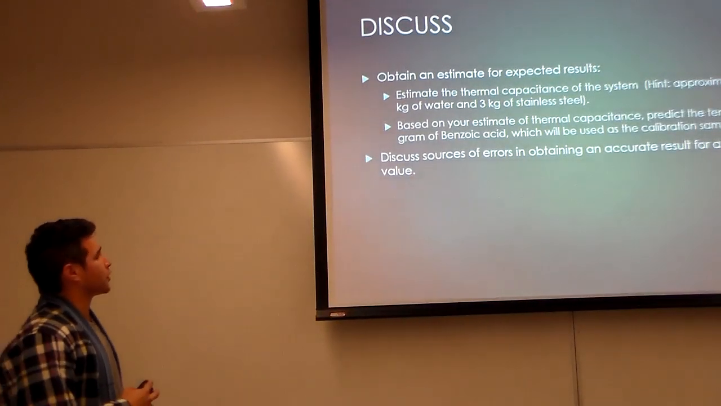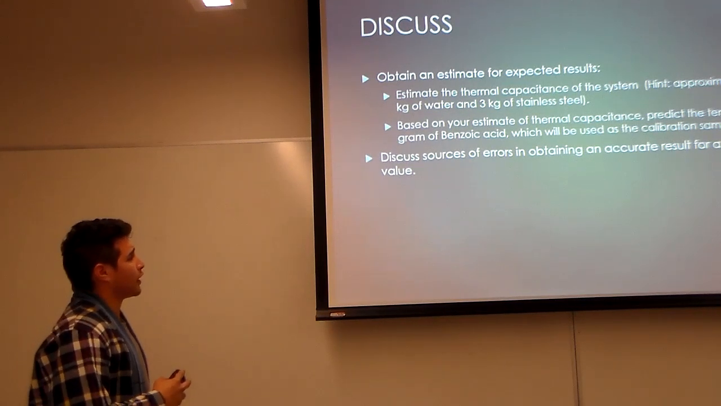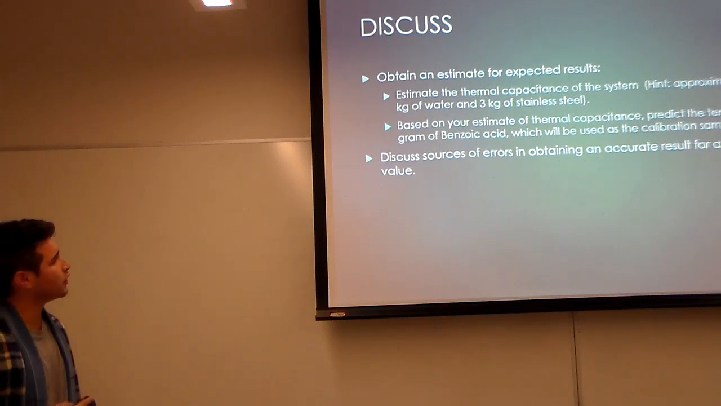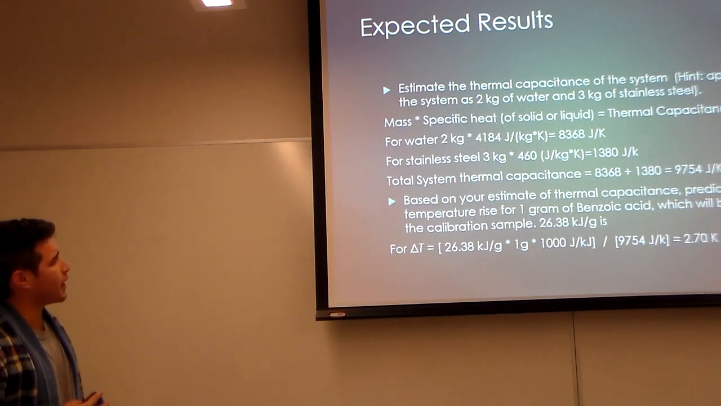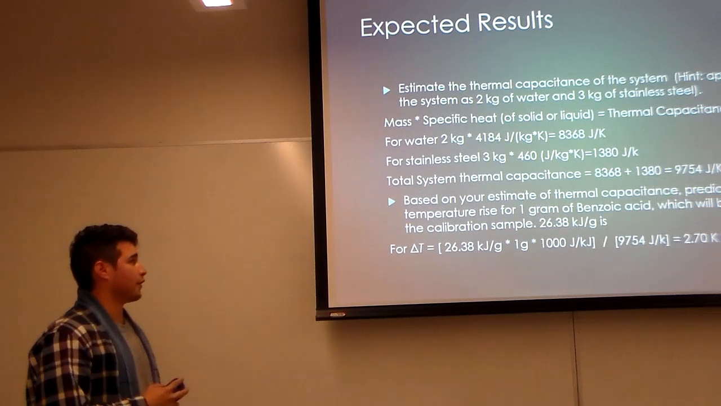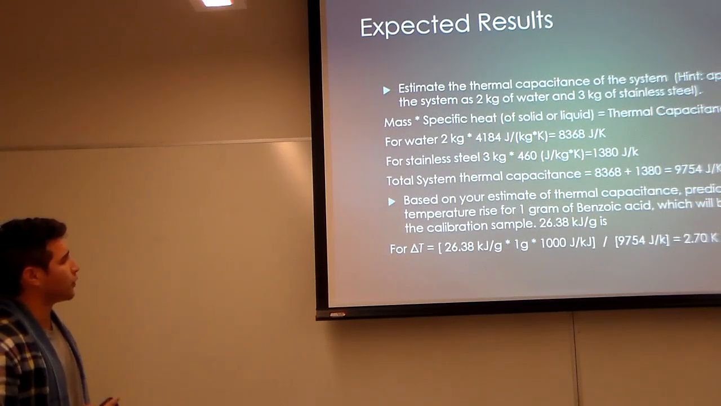So this is a quick discussion. We want to estimate the thermal capacitance of the system. Our system includes 2 kilograms of water and 3 kilograms of stainless steel. On the slide, we have some equations that we'll be using. The first equation is mass times specific heat of the solid or liquid sample. That will give you the thermal capacitance. We had to do it separately, one for water and one for stainless steel.